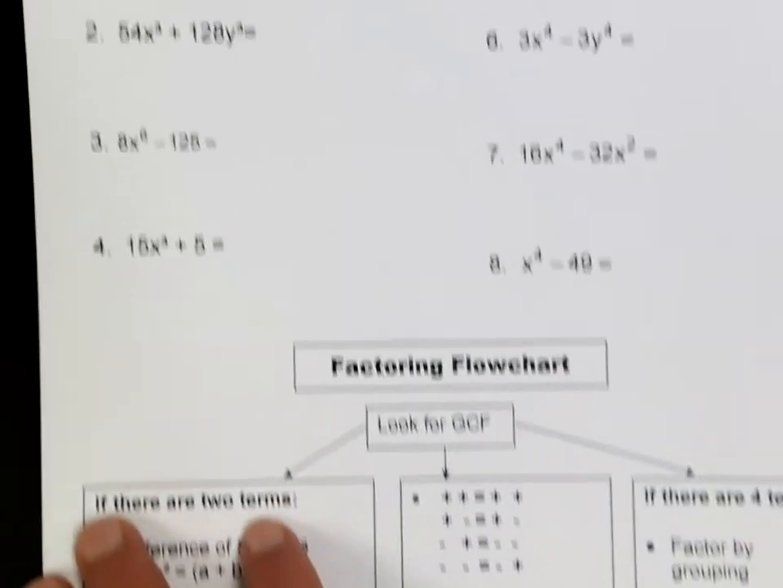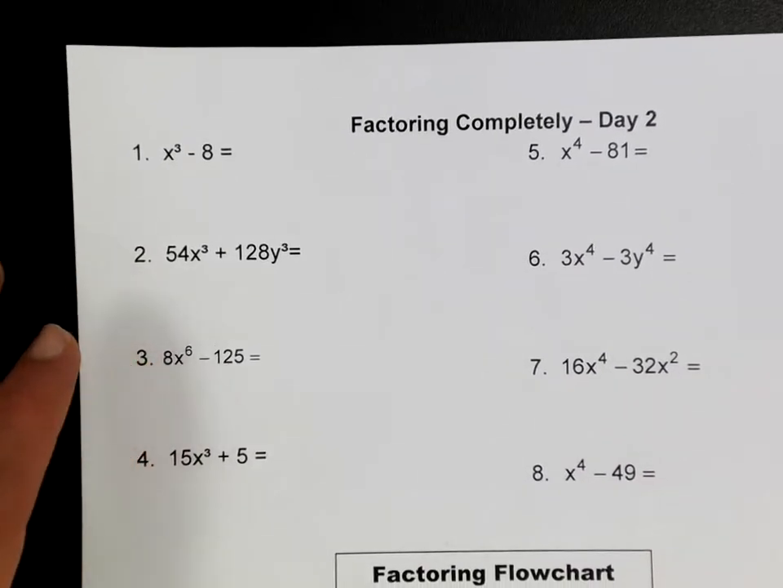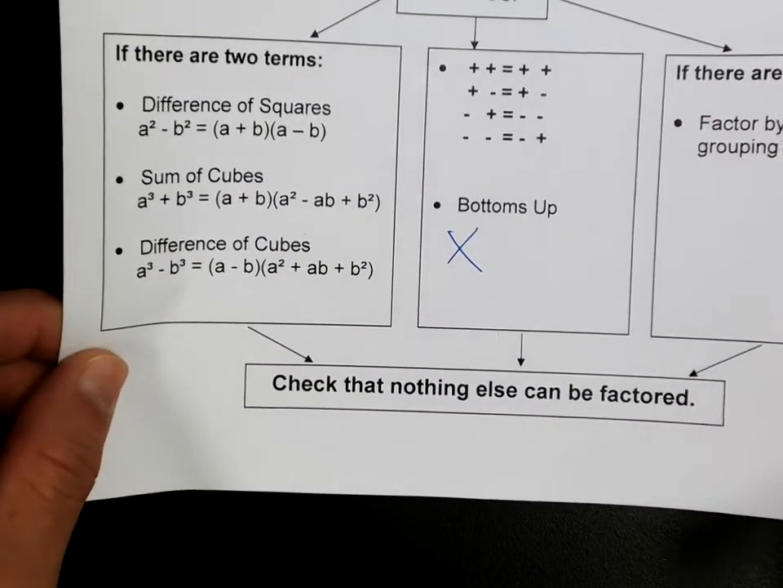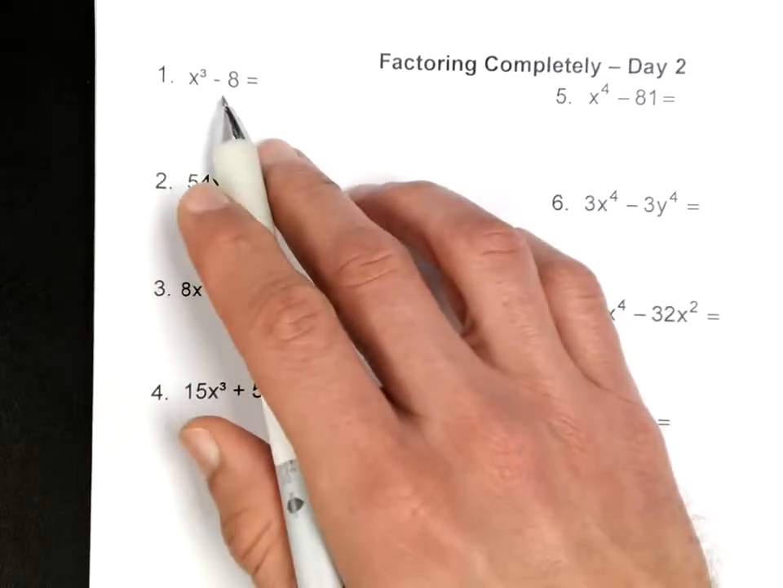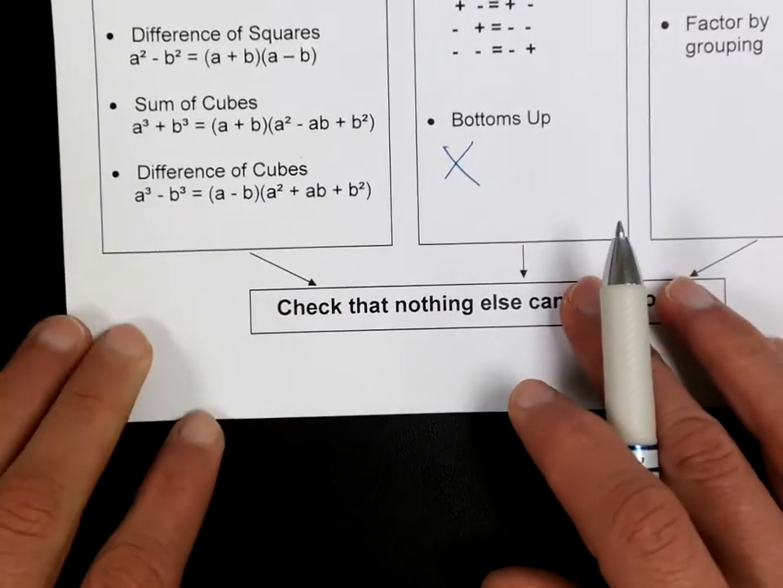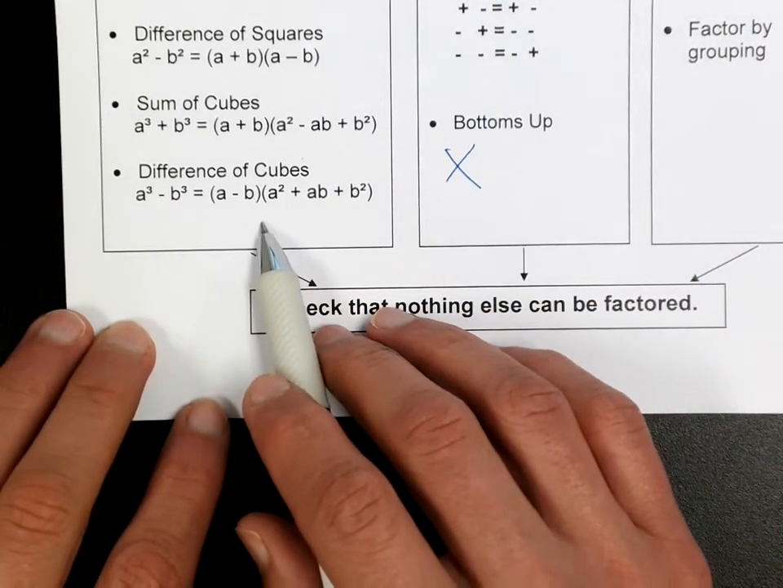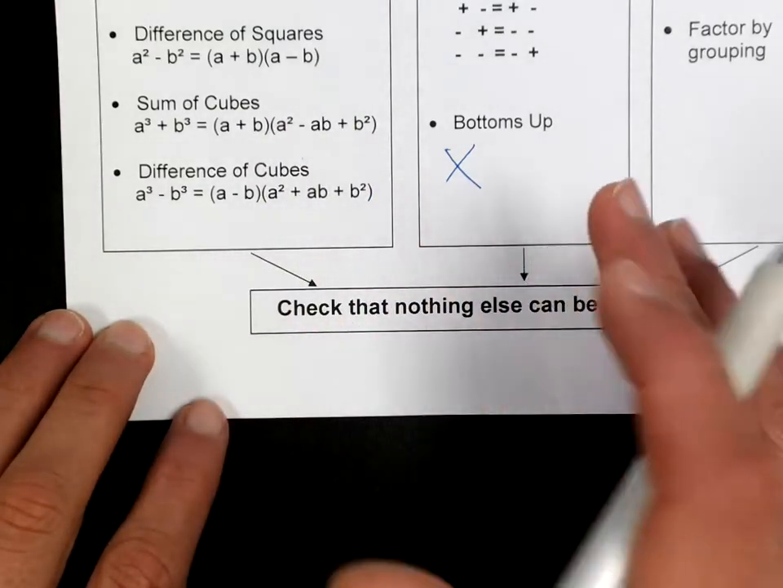All right, so let's just go ahead and go over number one. Now, number one, notice that I have two terms, so I'm going to be looking to see if it's a difference of squares or a difference of cubes. And again, I'm saying those are my only two choices because I have a minus, right? That minus right there. So I really only have two choices. Now, I'm going to use this formula. I'm going to rewrite that formula up there so I don't have to keep switching back and forth, but this is how the formula works.